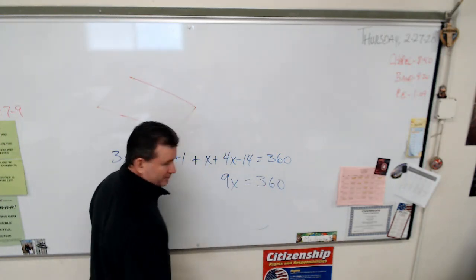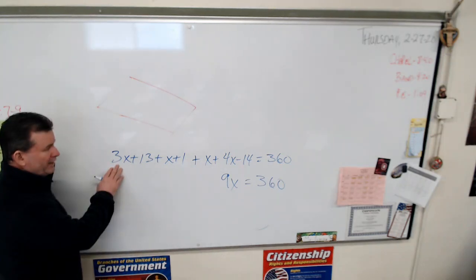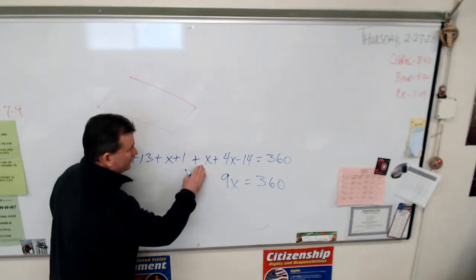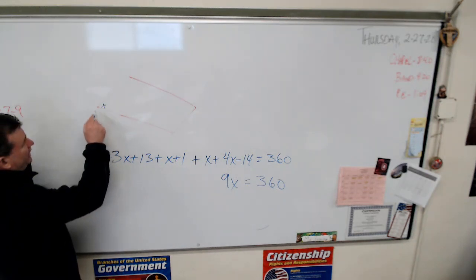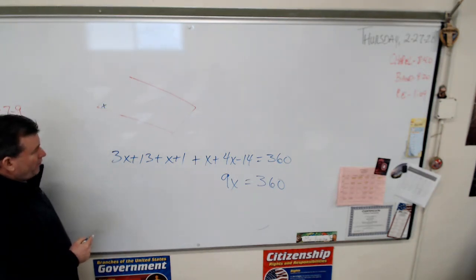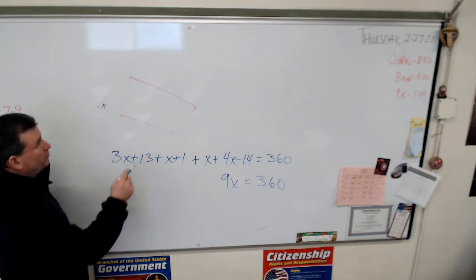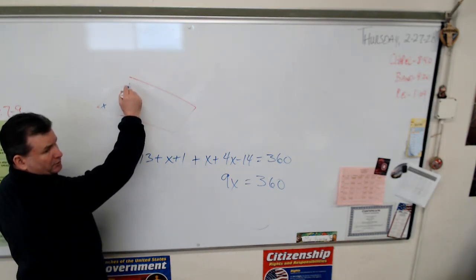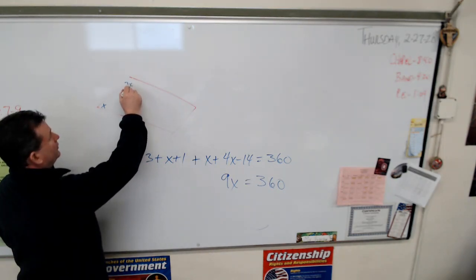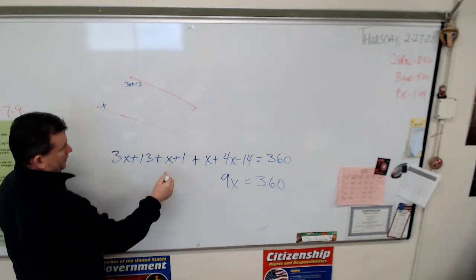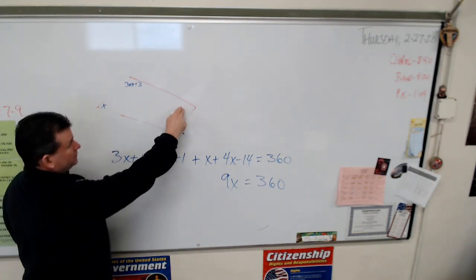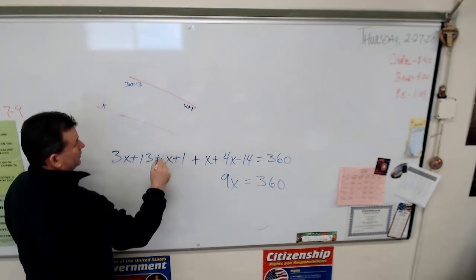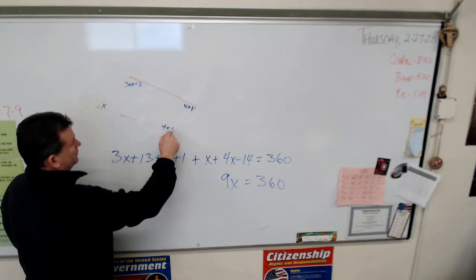Wait, how'd you get 9x? I got 8x. 3, 4, 5, 9. This angle's x. Don't forget him. This one's 3x plus 13 up here. And this one's x plus 1. And this one, 4x minus 14.